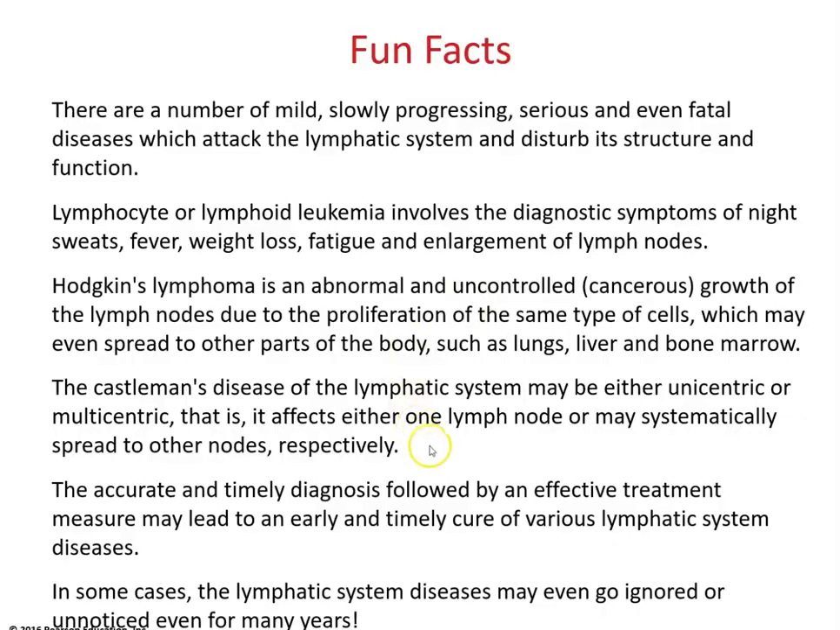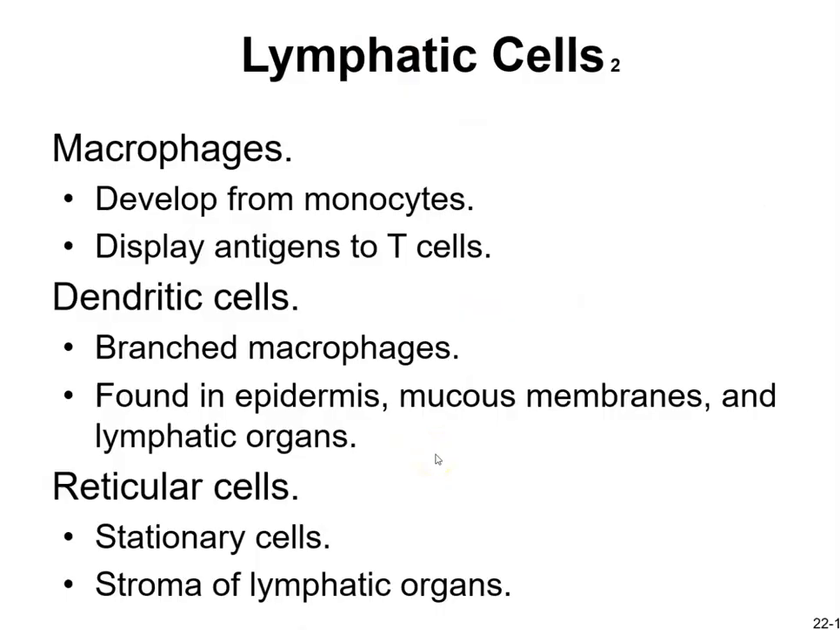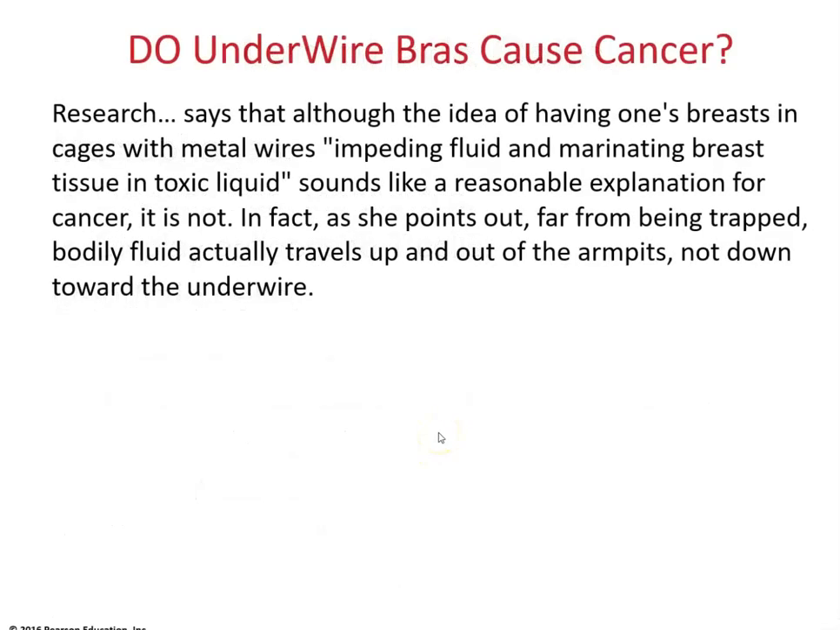because it's slow moving. Now, lymphatic cells, you also have macrophages, which develop from monocytes, display antigens to the T cells. So it says, hey, you're marked, and the T cells are going to take over. Dendritic cells, branched macrophage found in epidermis, mucous membranes, and lymphatic organs. You have reticular cells, stationary cells, stroma of lymphatic organs.